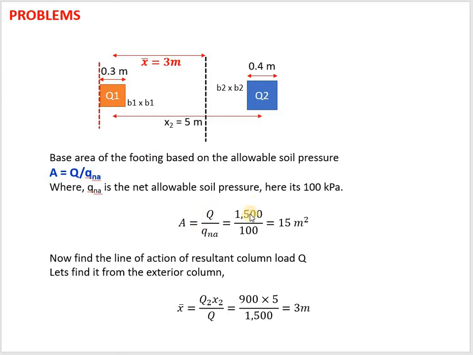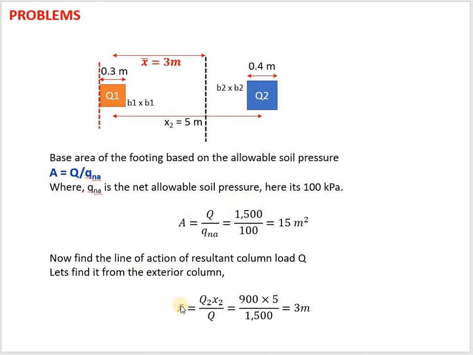Now you have the load 1500, you have the allowable pressure 100. So from that you get the area as 15 meters square. So you have the area of the rectangular base. Now how will you fix the length and breadth of the footing? For that you have to find the line of action of the resultant column load. The resultant column load is Q, that is where this 1500 is acting on the footing.